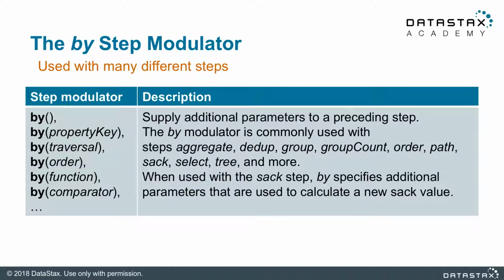Before digging into the examples, let's take a look at the by modulator. We have seen the by modulator in a few different Gremlin topics in this series so far. As far as its use with the upcoming examples, we will see that the by step modulator is frequently used to pass additional parameters for computing a new sack value. Since we have seen the by modulator a few times, let's dig into the examples to get an idea of exactly how to use this with the sack step.